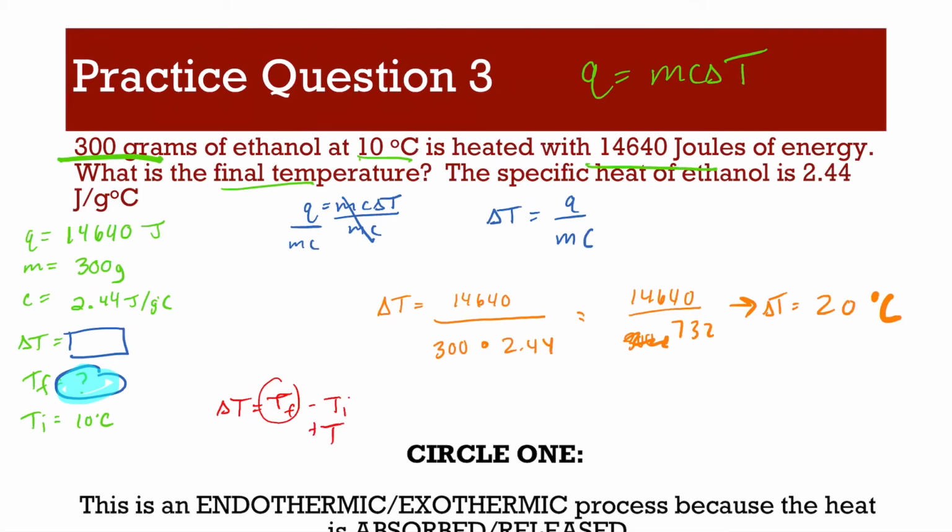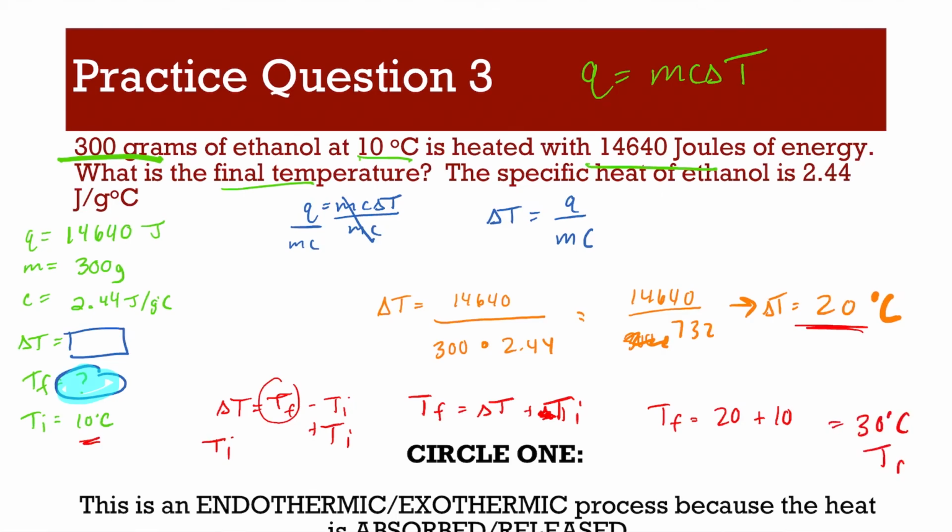final, add Ti, or your initial, to both sides. So your final temperature is delta T plus your initial temperature. So TF is our delta T, which is 20, plus our initial temperature, which is 10. 20 plus 10 equals 30 degrees Celsius, and that is your final temperature. So this is the hardest type of question you'll see in this unit, or in this topic, because they make you find the variable and then use an extra little step.